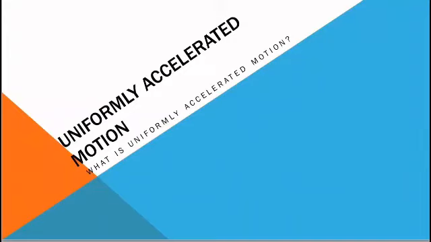Hello children, in the last class we learned about acceleration. So what did we learn? We learned that acceleration is the rate of change of velocity. So the unit of acceleration is meter per second square. This is the basic unit of acceleration.